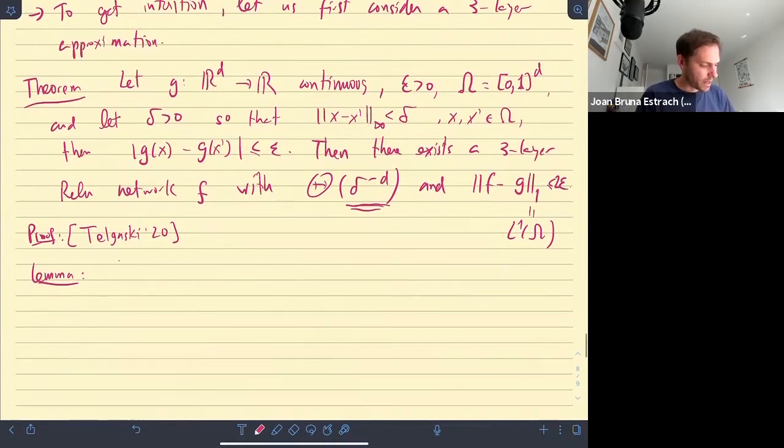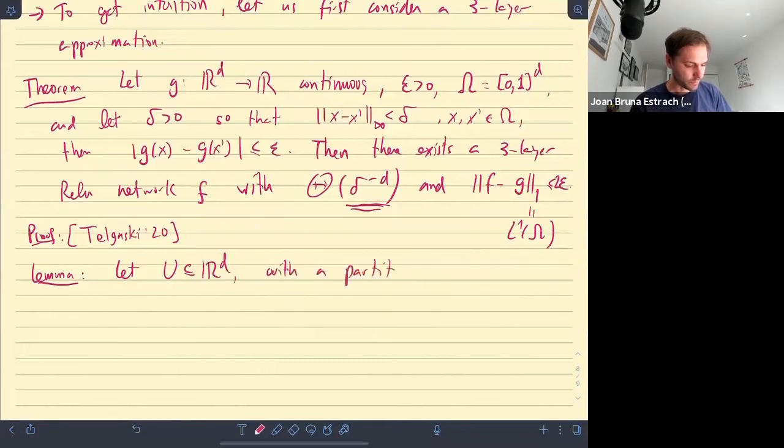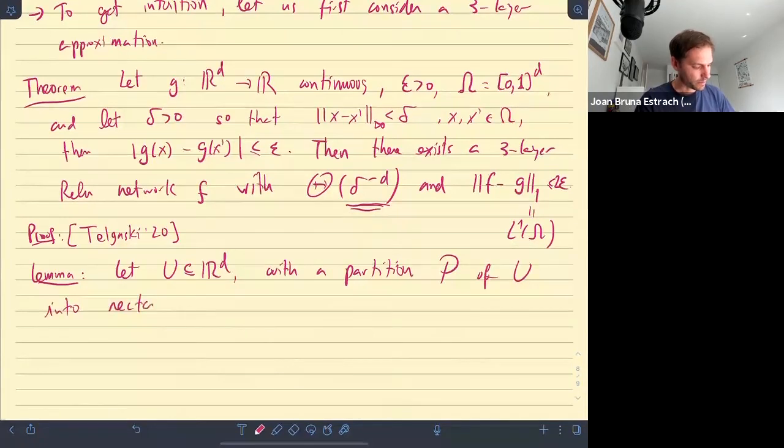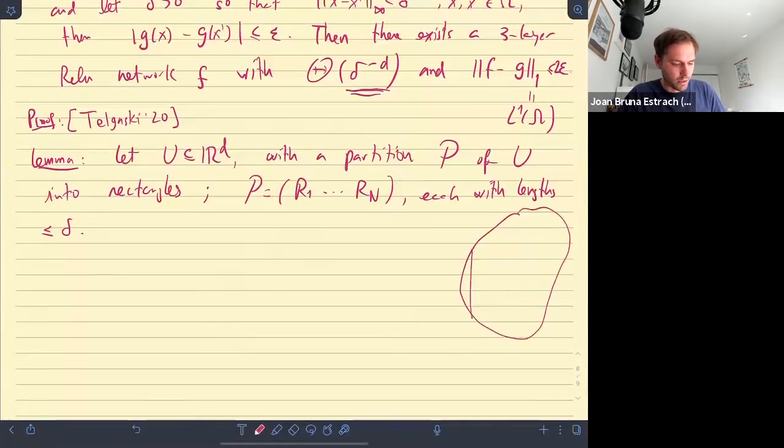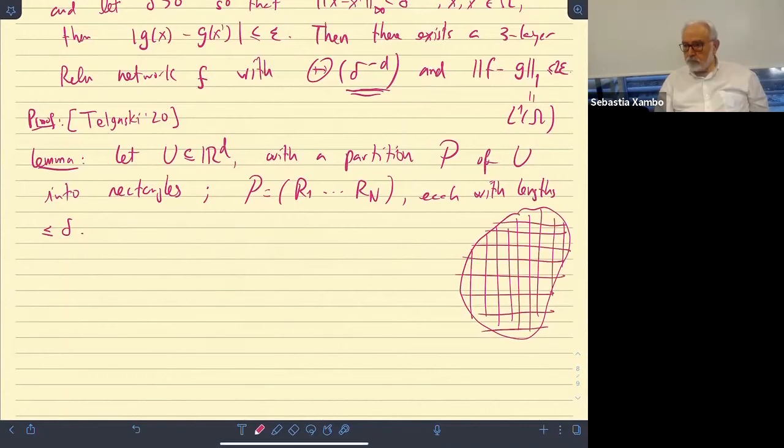And so we are going to consider any subset of R^d, let me consider compact, and with a partition P of U into rectangles. So P contains a bunch of rectangles, R1 to Rn. And each rectangle, think about it like a cube, if you want, like a hypercube, with lengths that are not bigger than delta. So in pictures, I have my domain U, and then I just slice it in all directions. So I have a kind of partition of this into different rectangles.